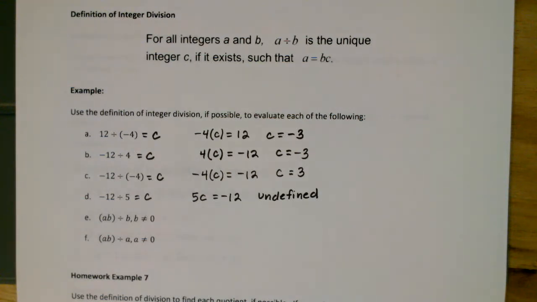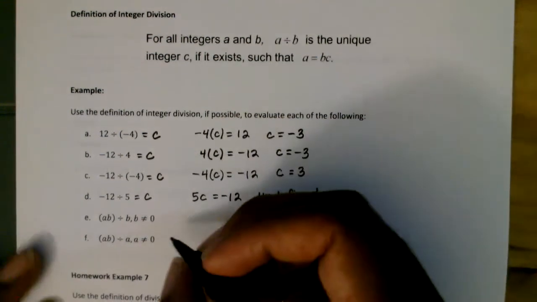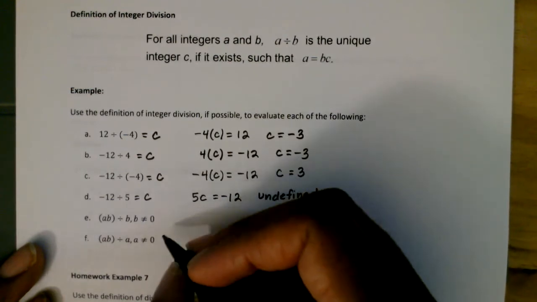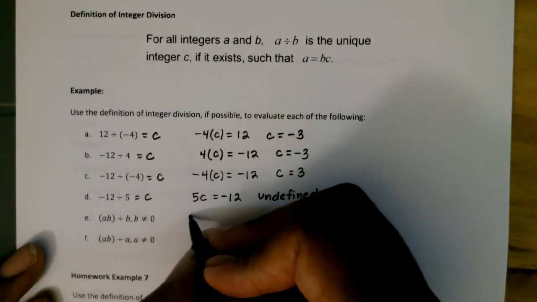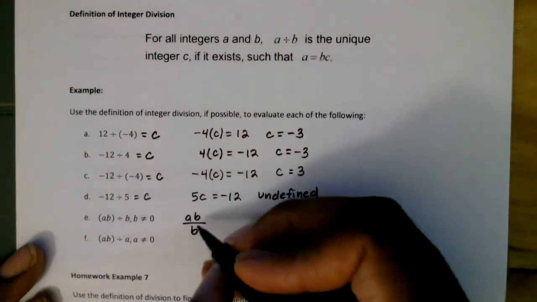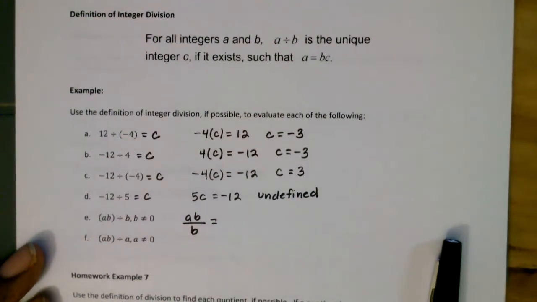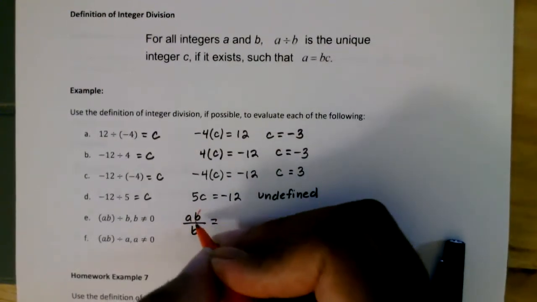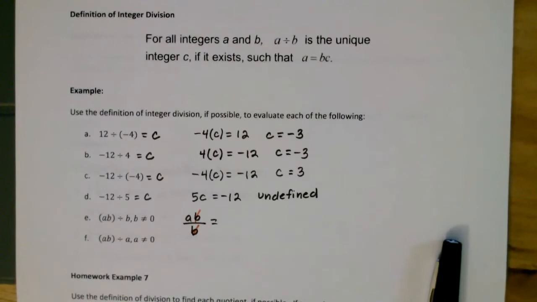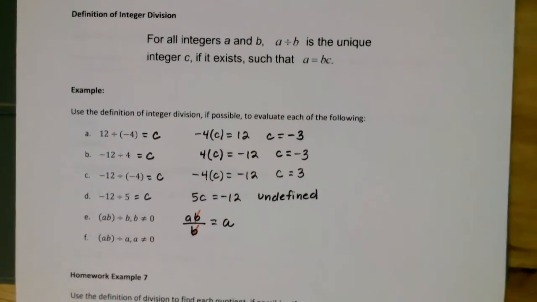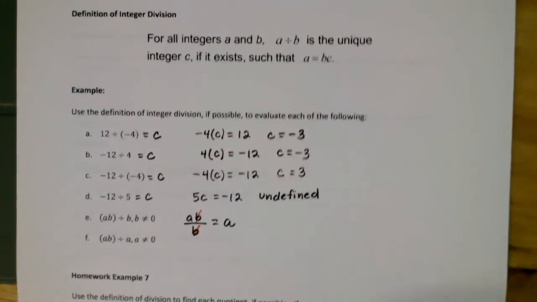Now, parts E and F are just variables here. In part E, we got AB divided by B, where B is not equal to 0. Now, if you want to, you can write it like this, AB over B, and simplify that. As long as B is not equal to 0, I can divide out the B. You'll be left with just A. So AB divided by B will be A.